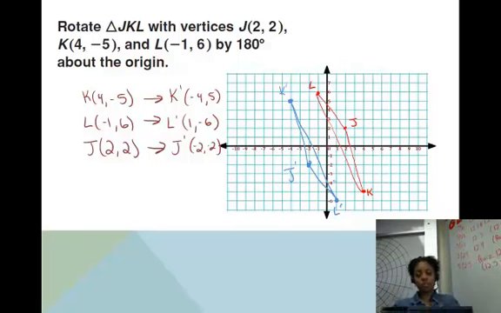Now, how do you know it's not a reflection and that it is definitely a rotation? Because if you look at the orientation, it is the same for a rotation. When I say orientation, I mean if you go in order for the letters, J, K, L, J, K, L, I am rotating around clockwise. If I do J prime, K prime, L prime, J prime, K prime, L prime, I'm still going clockwise. So because they're both going in the same orientation, while it looks like a reflection, it is indeed a 180-degree rotation.